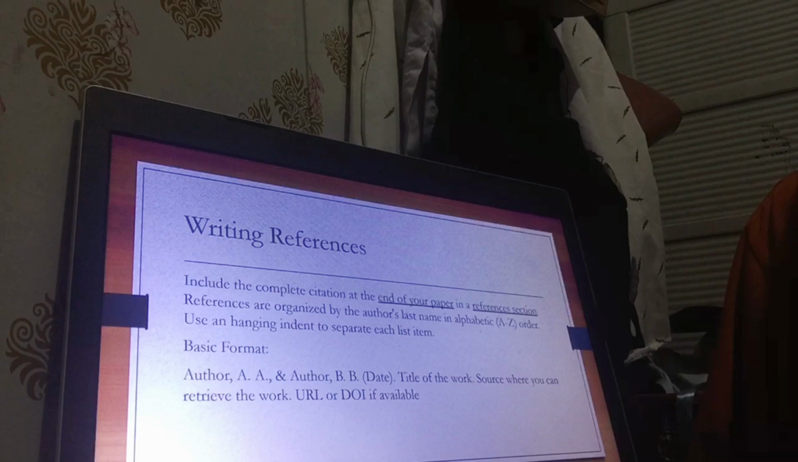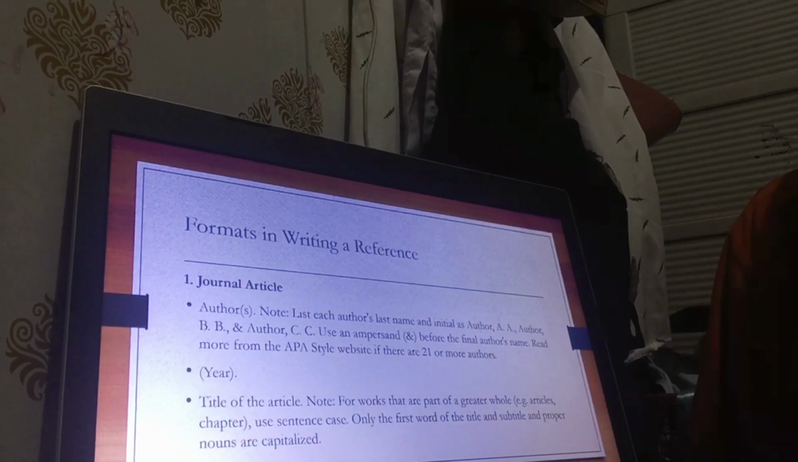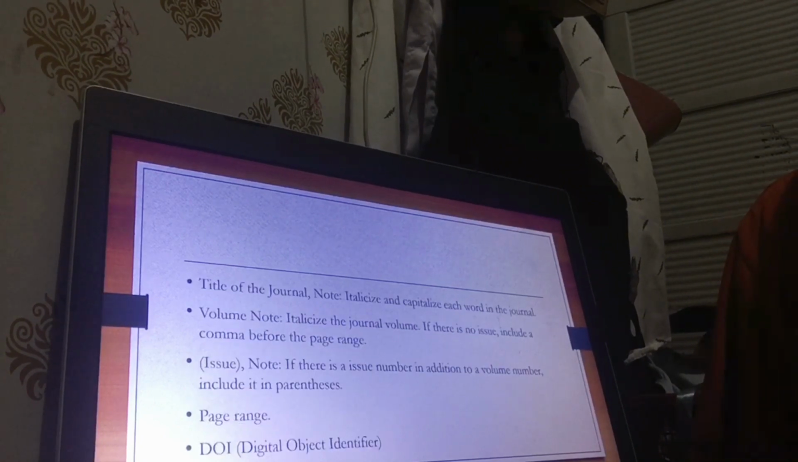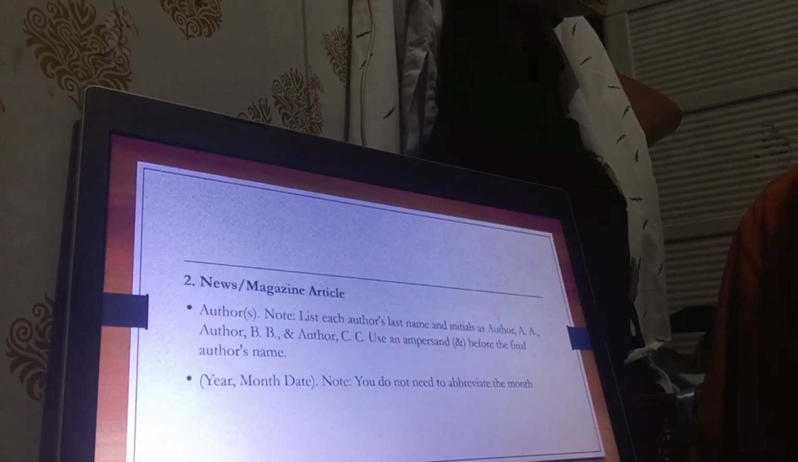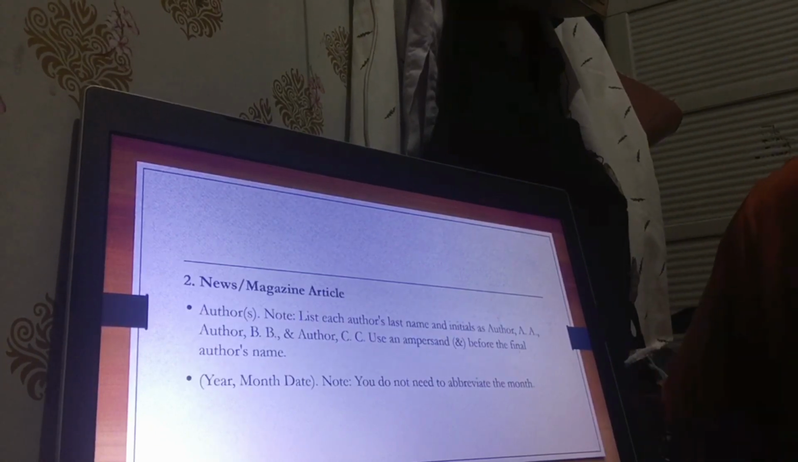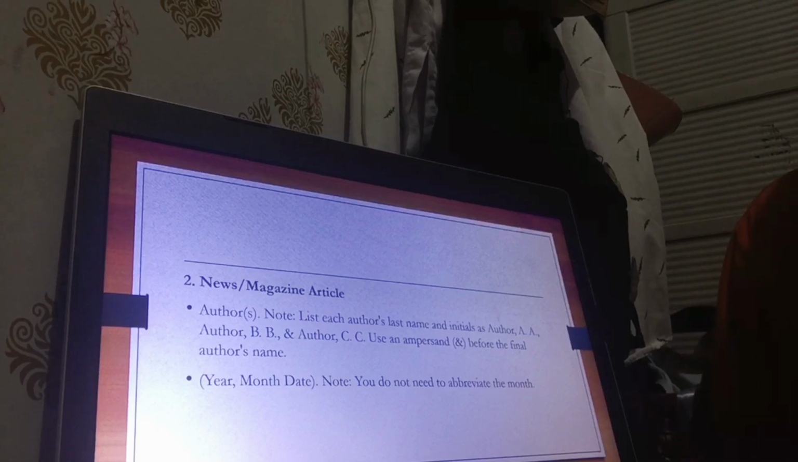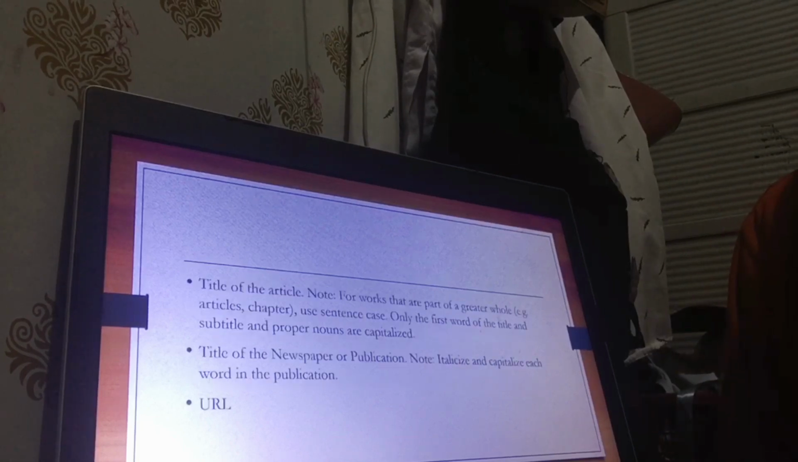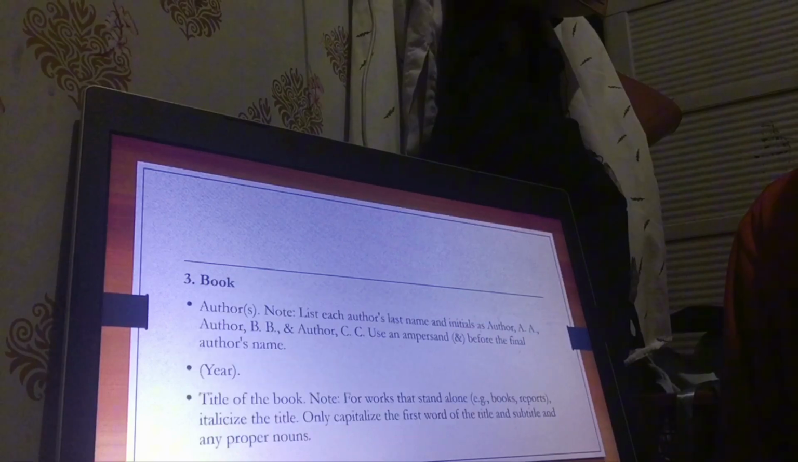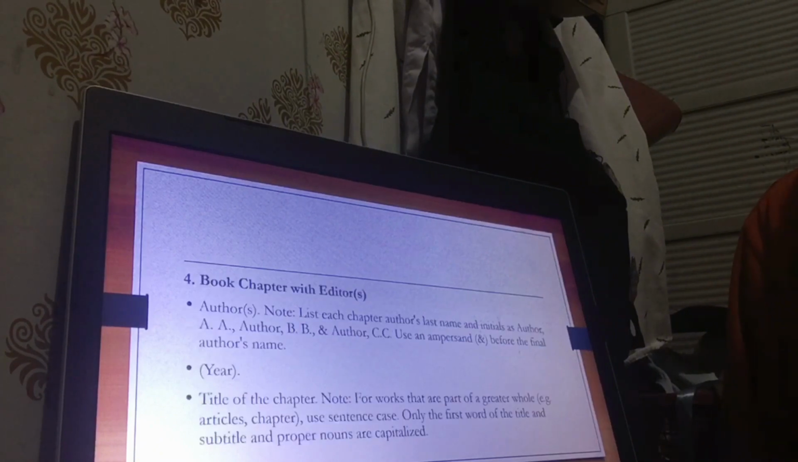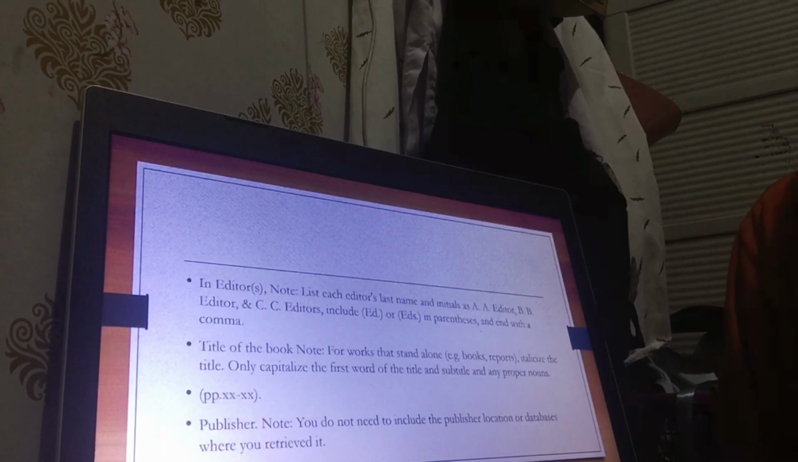Writing references. Include the complete citation at the end of your paper in a references section. Journal article. Here are some examples. Number 2 is news, magazine, and art. News and magazine article. Book. Book chapter with editors.